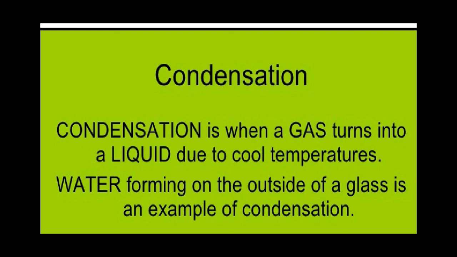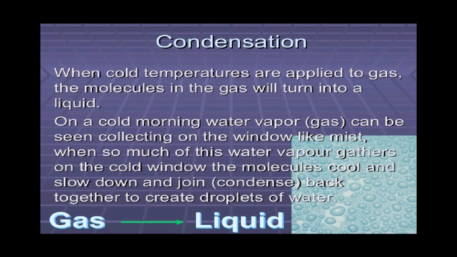Condensation is when a gas turns into liquid due to cool temperatures. Water forming on the outside of a glass is an example of condensation. When cold temperatures are applied to gas, the molecules in the gas will turn into a liquid. On a cold morning, water vapor can be seen collecting on the window like mist. When so much of this water vapor gathers on the cold windows, the molecules cool and slow down and join back together to create droplets of water.